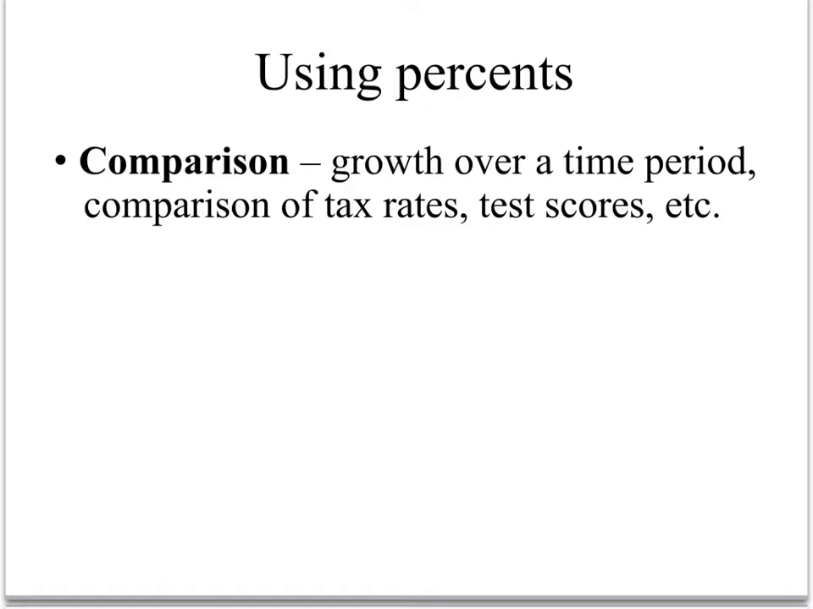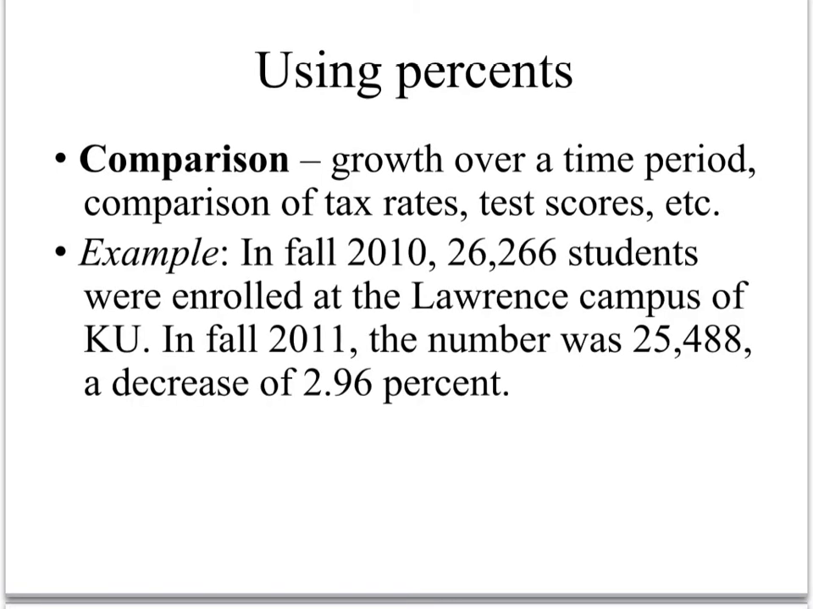We can also use percents for comparison. Something growing over a time period, tax rate comparison, test score comparison, that sort of thing. Here's an example of that. If we had 26,266 students at KU in 2010 and 25,488 in 2011, it's a decrease because this number is less than this number, so we know that it's gone down, and it's gone down by 2.96%. And we'll talk about how to calculate that number here in just a second.